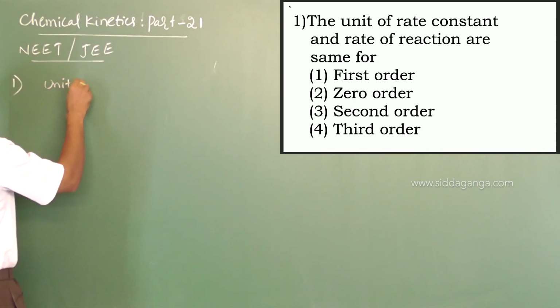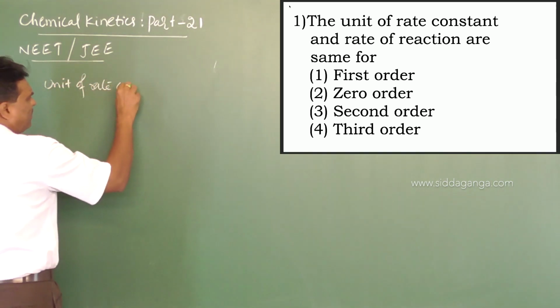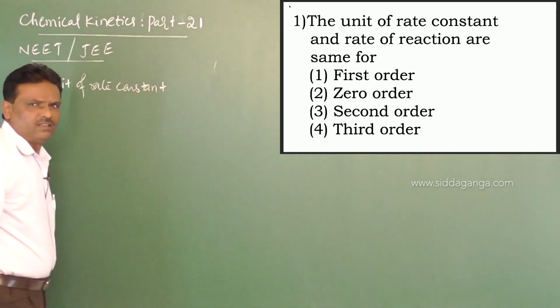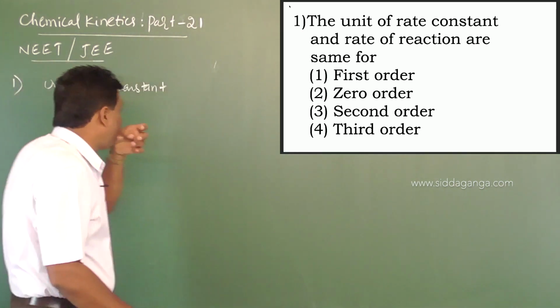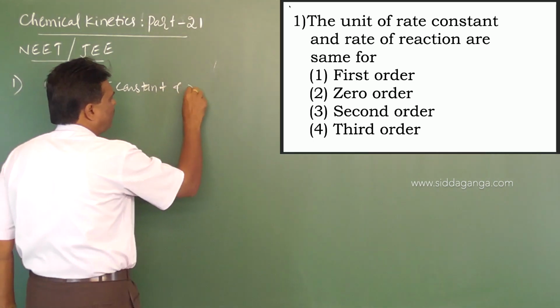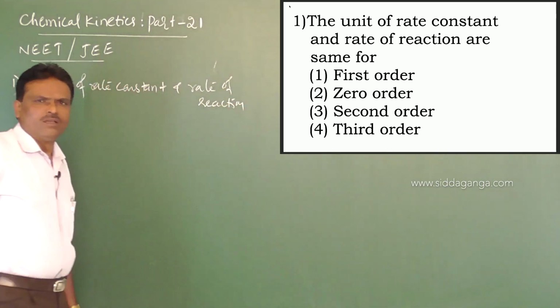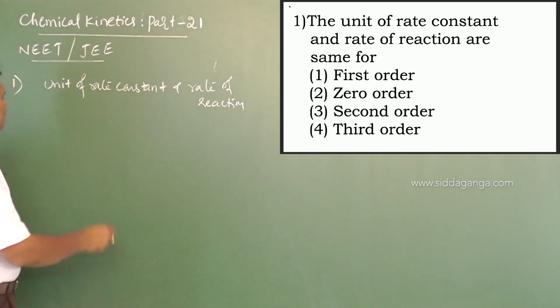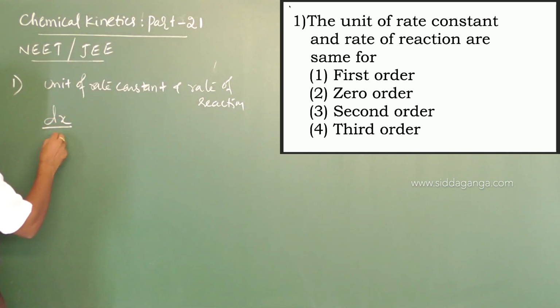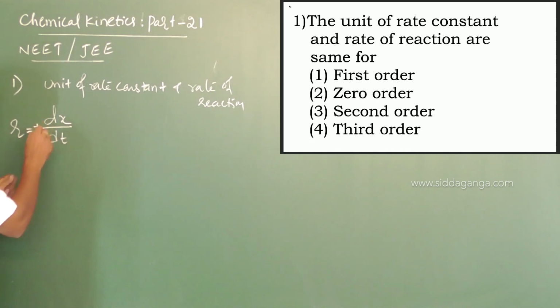So unit of rate constant, and rate of reaction, it is same. So what is the unit of rate of reaction? Rate of reaction is nothing but dx by dt. Rate is equal to dx by dt. So plus or minus dx by dt with respect to reactants, minus dx by dt with respect to products, plus dx by dt. So in general dx by dt.